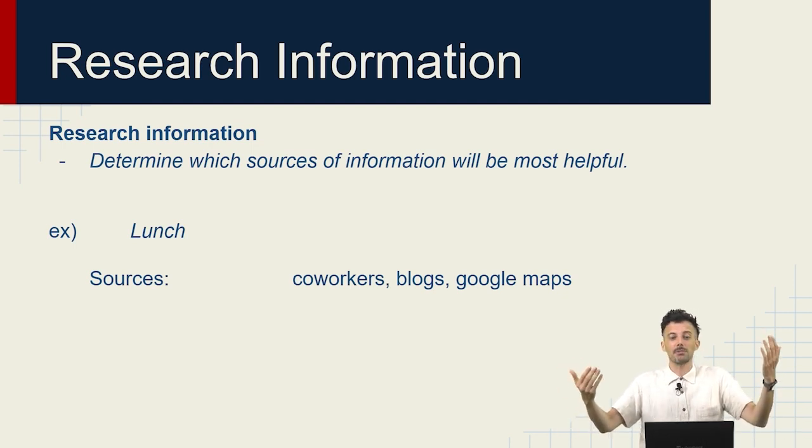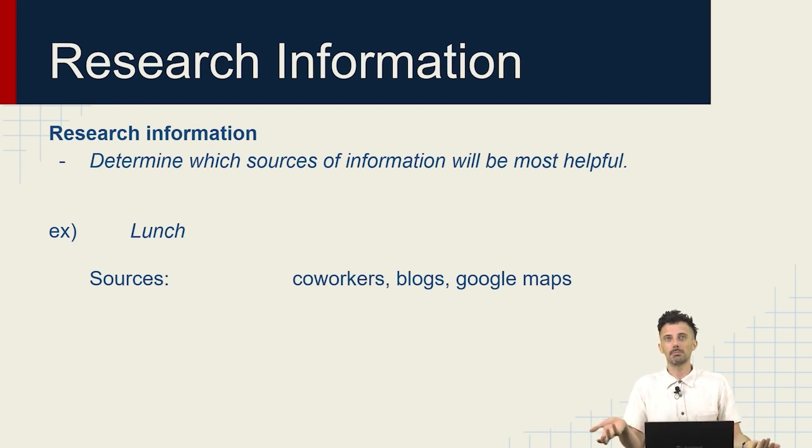So let's say if we were researching lunch, okay, what place to go for lunch, okay? Your coworkers, they're a good source because they're in the same area. Blogs, because a lot of good food bloggers try many different things. And Google Maps, because Google Maps gives you a lot of information about what restaurants are available.